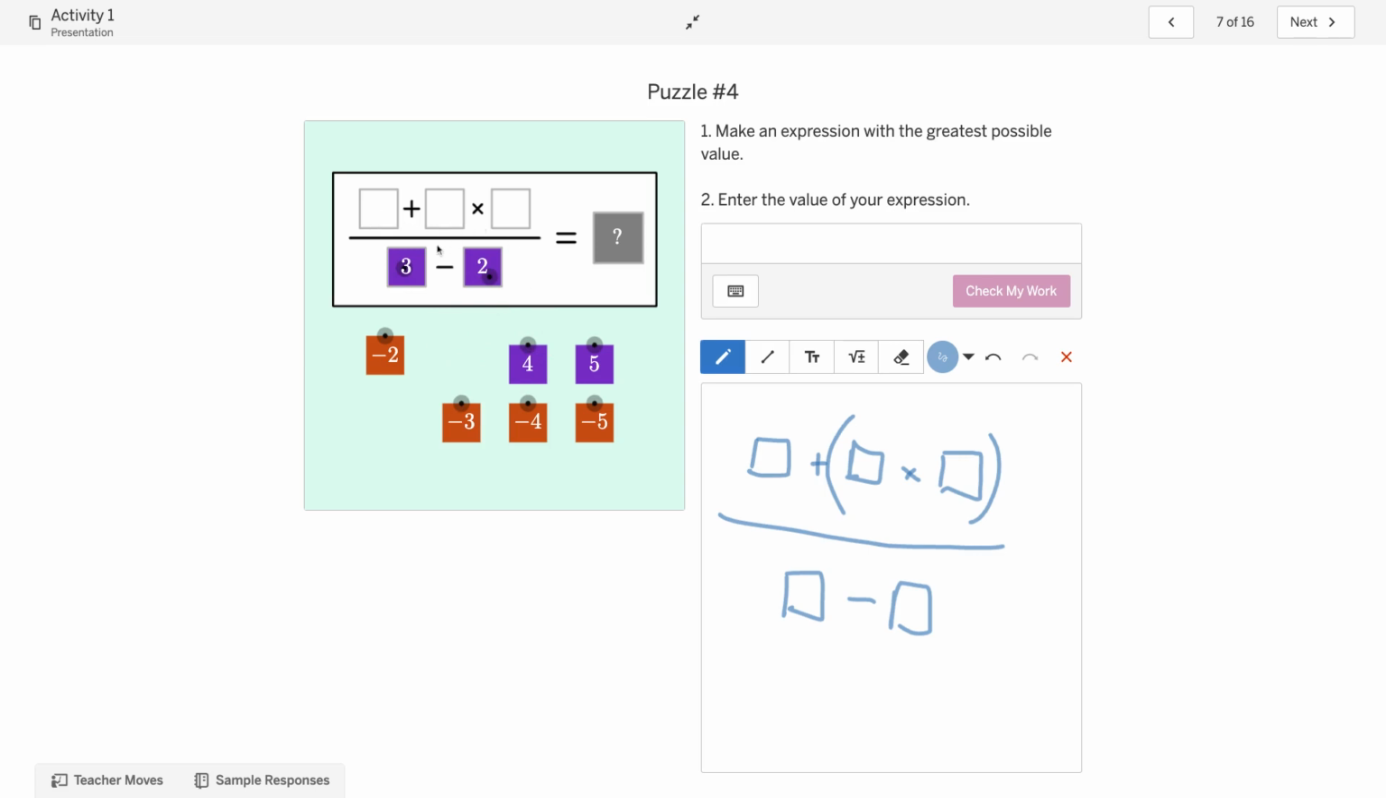And now I need to build something on the top. So I need a large number here plus something else. Since this is positive, I need this top part to be positive. But remember, I can use negatives to get positive answers. So I could do negative 4 times negative 5, which is positive 20, and then add 5. Not multiply, sorry. Add 5. So that's 20 plus 5 divided by 1. 25 over 1 is going to give me 25.